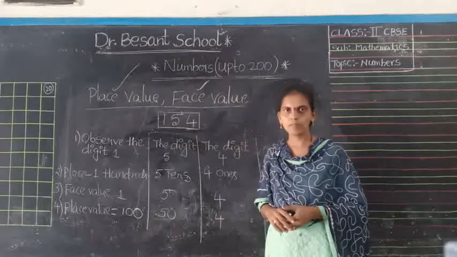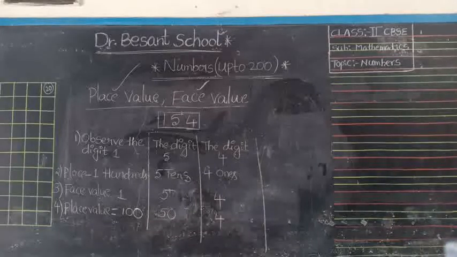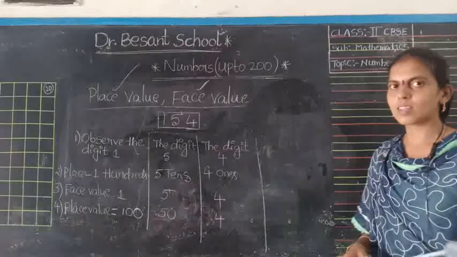Is it clear now? Once see the board so that you can easily understand the difference between the face values and the place values in the given number 154. You can take any number, 163 also. So 163 means 100, 6 tens and 3 ones. So the place values may change, but the face values remain the same. Yes, children? Is it clear about the place values and face values?